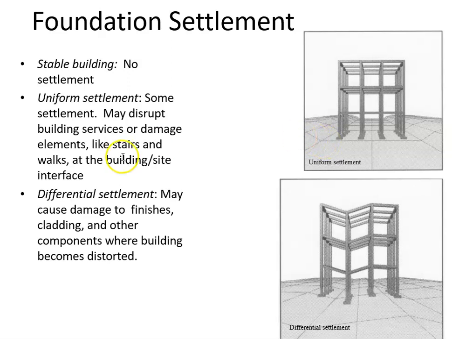But there could be problems, of course, where the building meets the earth. That could definitely cause some problems. More damaging than that is typically differential settlement. Damage to finishes, cladding, and other components occurs as they become distorted when things don't settle together. So this is probably more common and probably more damaging.